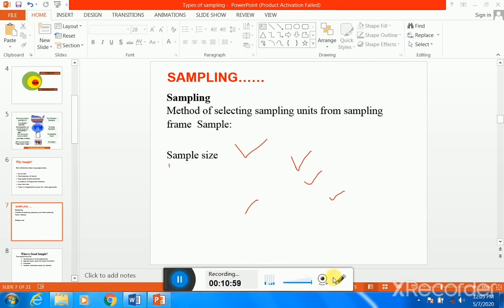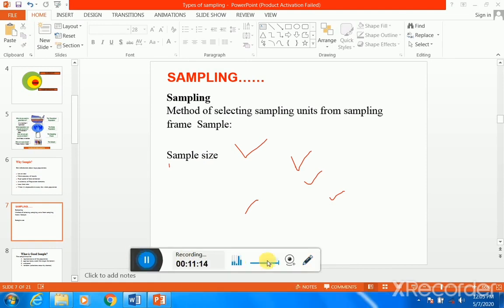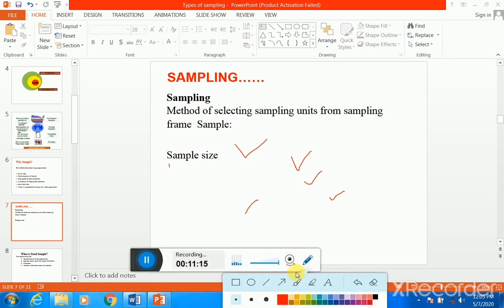Sample size simply means once you are able to pick the sample, then the sample will contain some members. How many members, their size, their quantity, that is known as your sample size, and its representation is by small m. Inshallah, hope a bit of the idea will be clear.